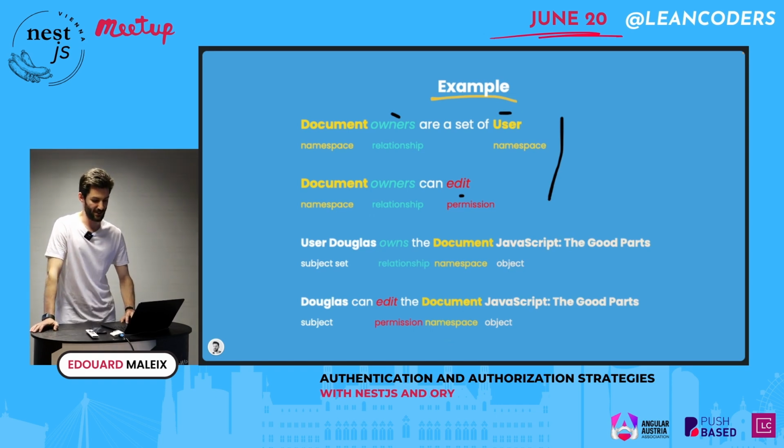Some instance of those rules below is that, okay, I will create the relation: user Douglas owns the document JavaScript, the good part. So let's say user Douglas creates the document, so we create that relationship. And later on, if we would need to check the permission, we would more or less ask Keto, can Douglas edit the document JavaScript, the good part? And that's almost as explicit as that. But let's go on and go a bit more concrete.